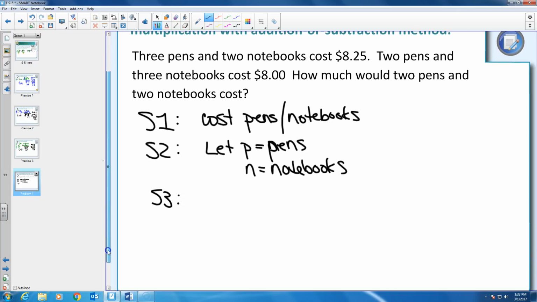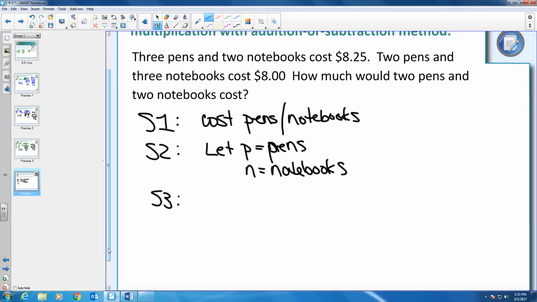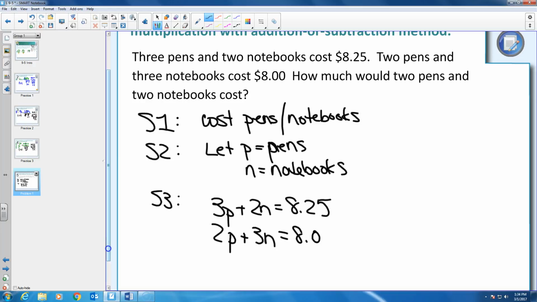Step 3, we've got to come up with our equations. Now, just like yesterday, the first sentence gives me the first equation. What do you think, Roman? $8.25. That's exactly what the first sentence says in words. We just converted it to a math sentence. What's going to happen in the second sentence there to get my second equation? Go ahead, Catherine. What's it going to be? And I'm going to go ahead and make this $8 since we're talking money. It might be a little bit easier.